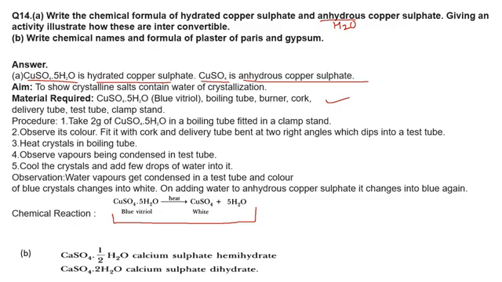Write chemical names and the formula of plaster of Paris and gypsum. This we have already discussed in a previous question. Plaster of Paris is calcium sulfate hemihydrate, CaSO4 dot half H2O, half a molecule of water is present here. Then CaSO4 dot 2H2O, calcium sulfate dihydrate, is the chemical formula and the chemical name of gypsum.